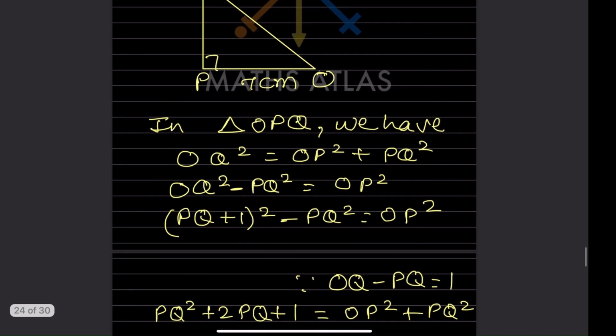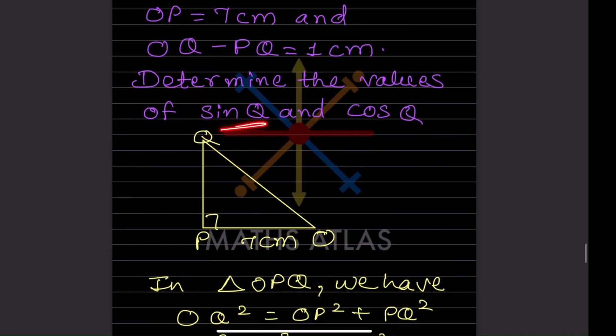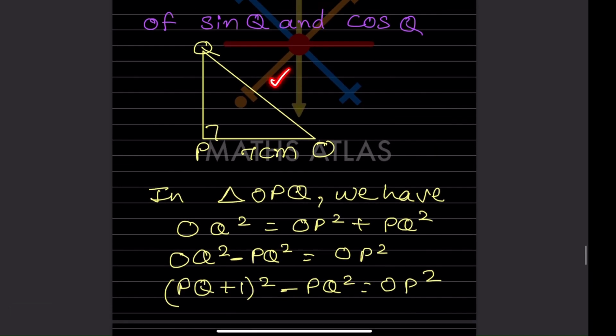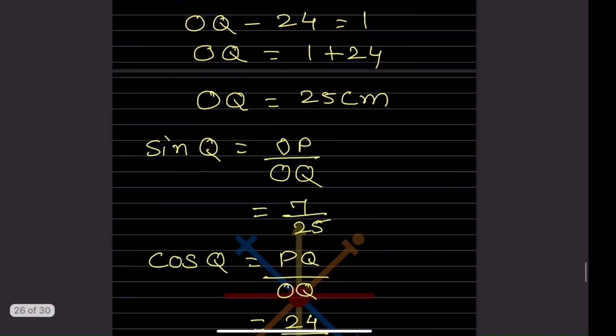Now what is the main thing remaining over here? That we have to find the values of sin Q and cos Q. After getting all this, we got all the sides of it, and now we are going to find out what is sin Q and cos Q. Now you know sin Q is what? This will be opposite side by hypotenuse. You can also write if you want this one.